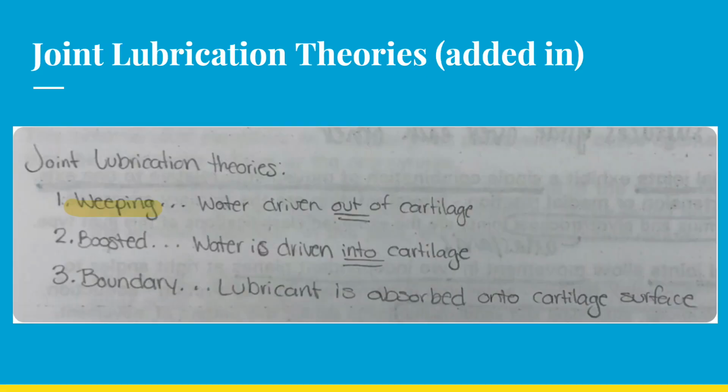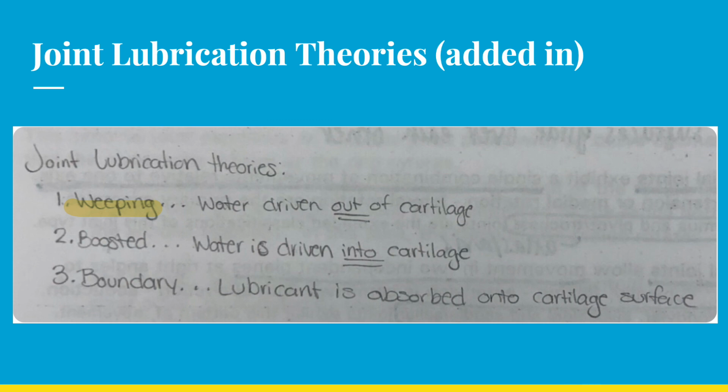Those are the joint lubrication theories, so you probably had to write that in. I don't think he has a new book out, and he doesn't plan on doing one. There are 3 different joint lubrication theories: weeping, boosted, and boundary. The 2 that are more heavily tested and matter more are the top 2.